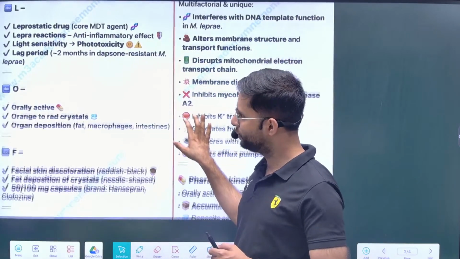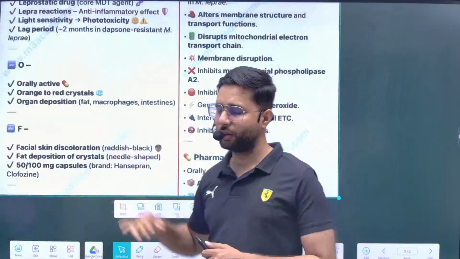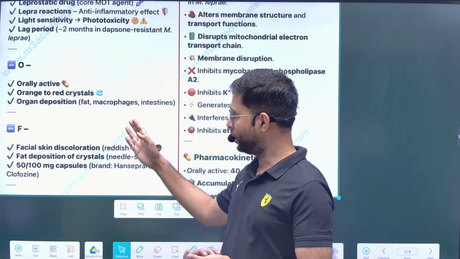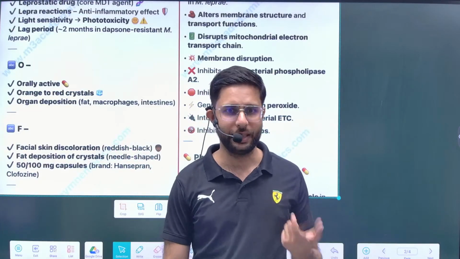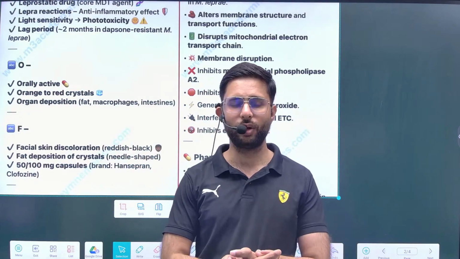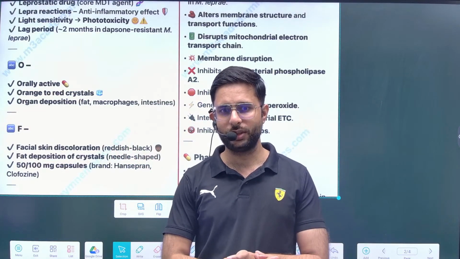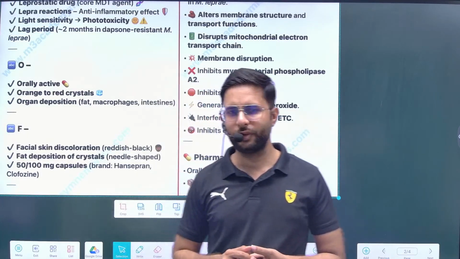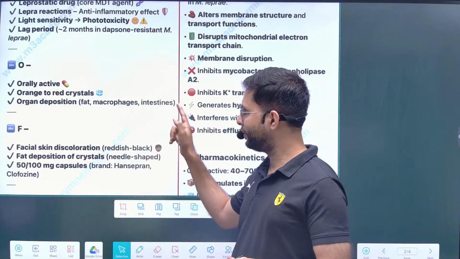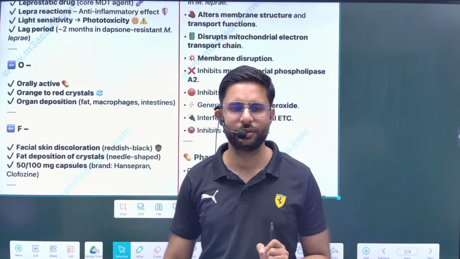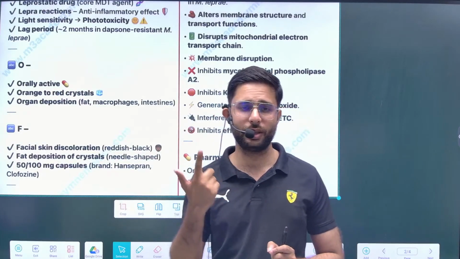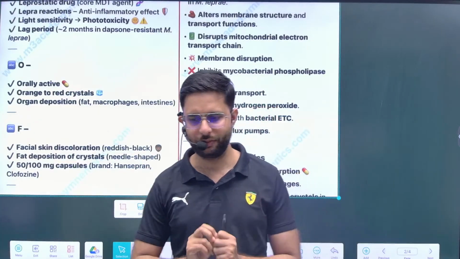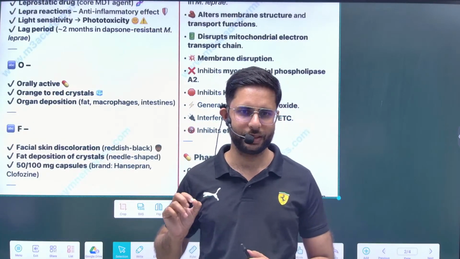Now O is for oral route, because clofazimine is an oral-route drug, and this is the only active form. Orange to red crystals cause organ deposition. The drug is deposited in the fat, in the macrophages, and in the intestine. So you can remember 3 O's: oral route, orange to red crystal, and organ deposition. Which organs? Fat, macrophage, and intestine.